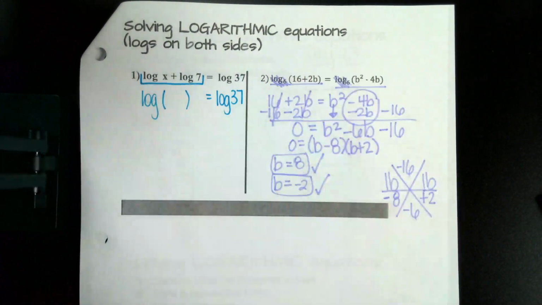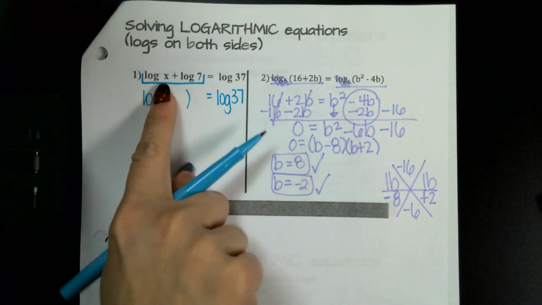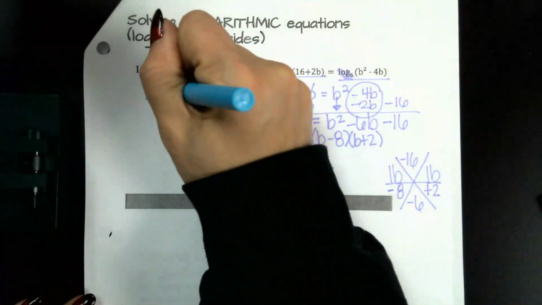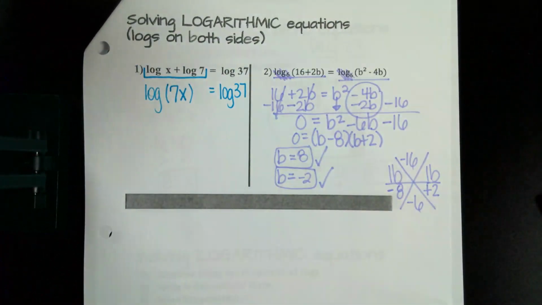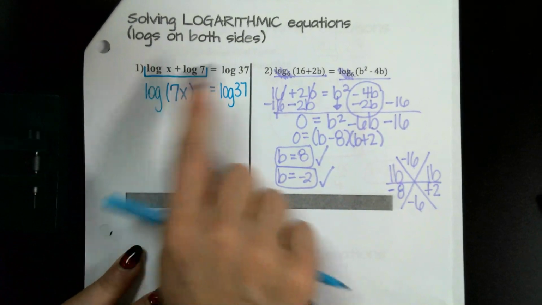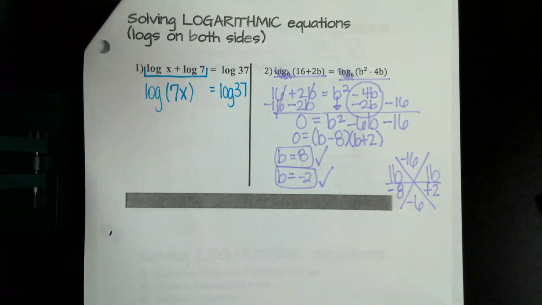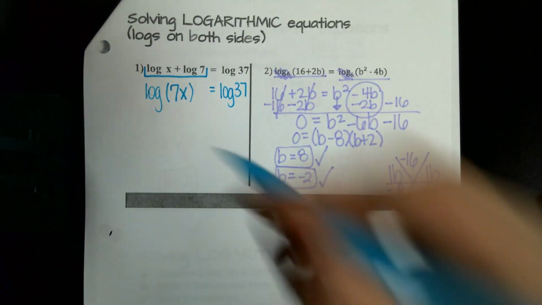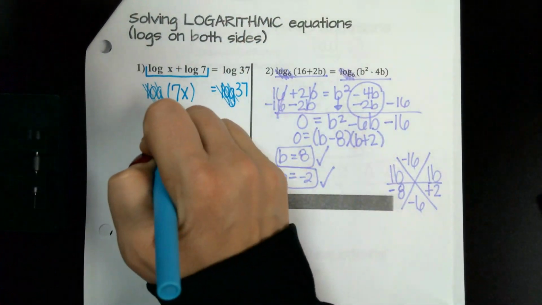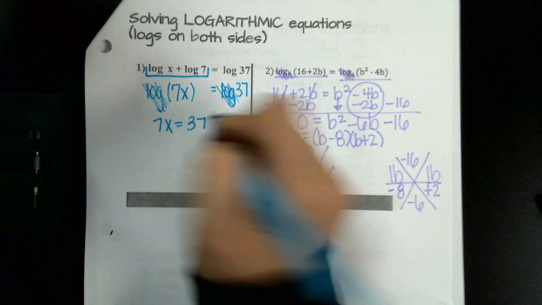Not plus. Yeah, the 7 and the x get multiplied together, right? Because it's addition. And when we condense it, we turn it into multiplication. So I just wrote 7x. Now, yes, it is a base 10. But remember, once you just have 1 log per side, don't we just ignore the word log in the base anyway? So this and this get ignored, and we simply have 7x equals 37.